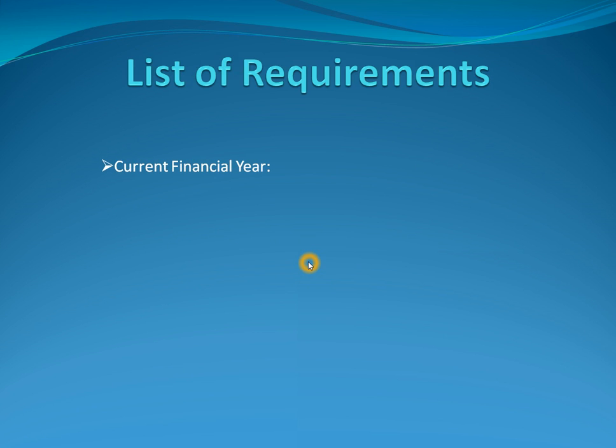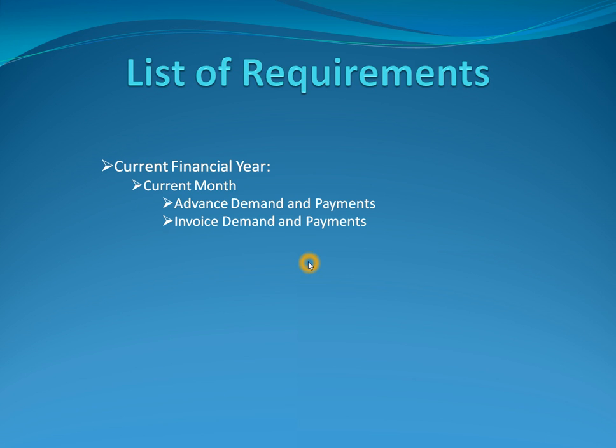The file should have an area to record the current financial year. And within that structure, there should be a place to record the current month's figures regarding advance demands and payments and invoice demands and payments. Then for the previous months of the current financial year, advance and invoice demands and payments.